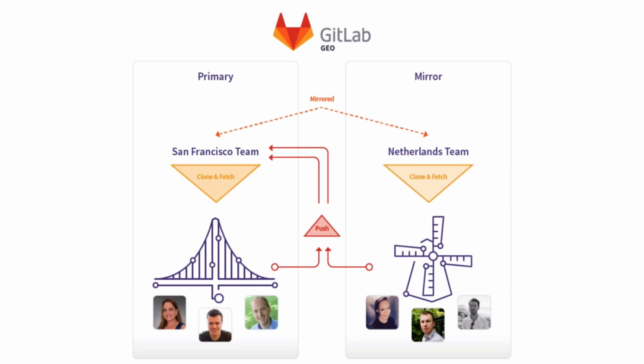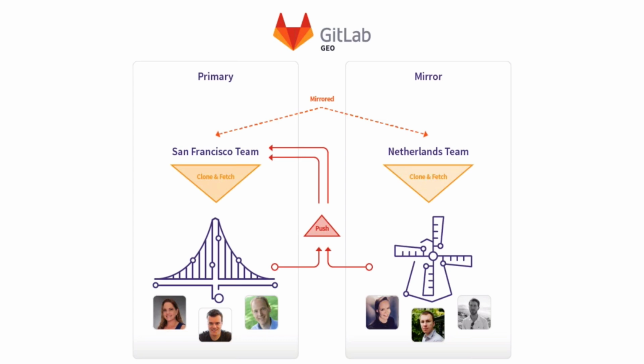If you want to make sure that the team in the Netherlands can quickly clone and pull any changes from the projects that they use on a daily basis, then doing that all the way to San Francisco means that there's a good chance there's a strong delay there. And they don't want to be sitting around. Everyone wants to be able to quickly clone and pull their changes.